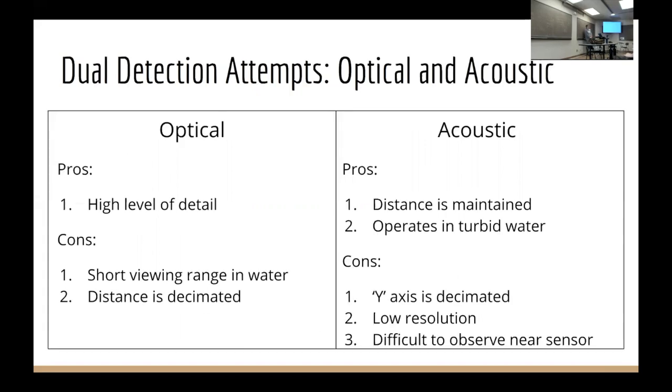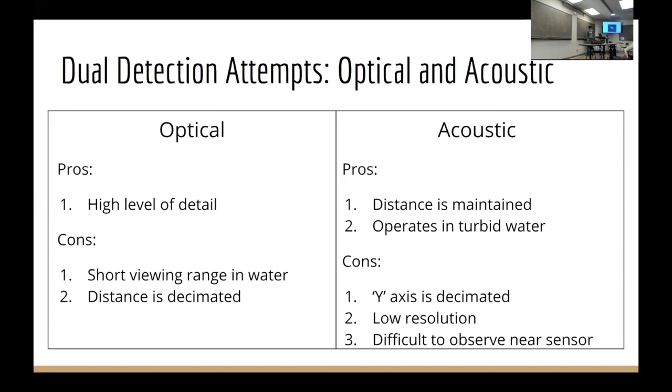Each one of these approaches has pros and cons. For optical analysis, we find that there's a high level of detail in the imagery. However, there's a short viewing range due to turbidity in the water, and also distance is decimated. For acoustic, we find that distance is maintained and it operates in turbid water. But the y-axis is decimated and the field of view is relatively short. It has low resolution and it's difficult to observe near the sensor.